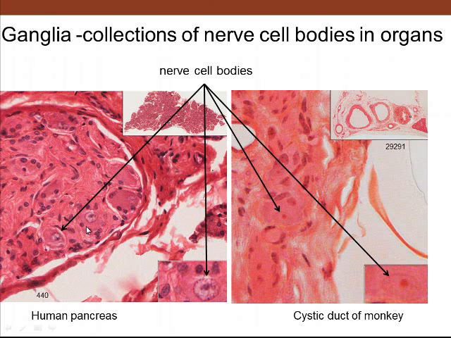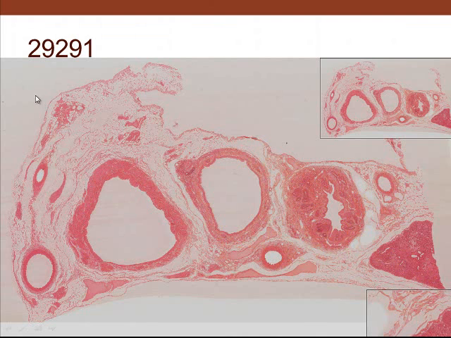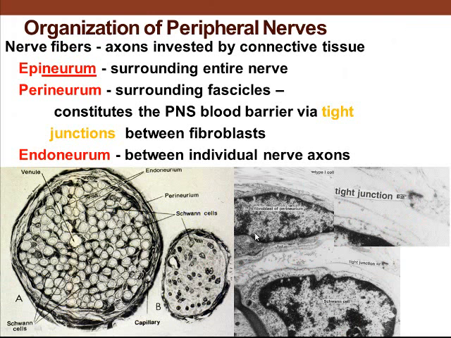that have ganglion cells. This is in the pancreas, and this is in the cystic duct of a monkey. And here we can see the ducts. This is a vein, pulmonary vein, and this is a common duct, and this is a cystic duct. So we're looking right in this region, right in through 29-29-1. I don't think I have 29-29-1 in here, but that's where it's going to be.